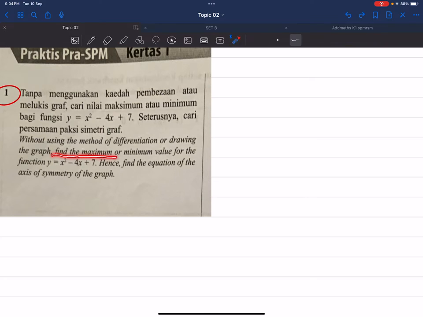Find the maximum or minimum value. So they're asking maximum or minimum value. That's the first thing they're asking. So we collect. They are asking maximum or minimum value.